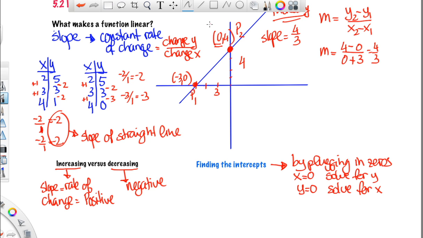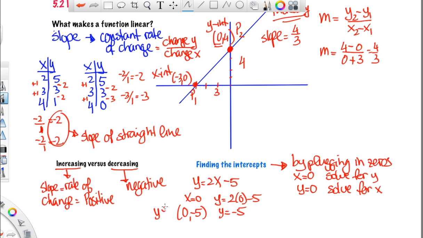And the x-intercept can move along the x-axis, but the y value will always be 0. So you can find intercepts by plugging in 0 and solving for the other value. So for example, let's say I have y equals 2x minus 5. If I say x is 0, I will get y equals 2 times 0 minus 5. So that's 0 minus 5, which is negative 5. So (0, negative 5) is the y-intercept.